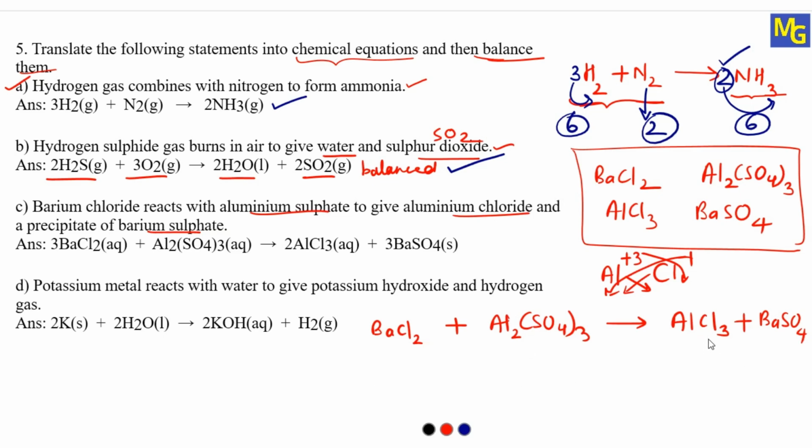Cl we have 3. Ba we have 1. Here also we have 1. So Cl we will balance first. You see here 2 Cl and here it is 3 Cl. So 2 and 3, whenever numbers come to balance, this Cl multiply by 3. So it becomes how many? 6. This Cl multiply by 2, it becomes how many?